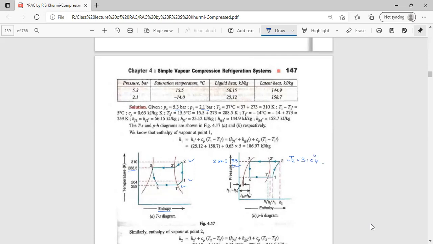Cp, the specific heat at constant pressure, is given as 6.03 kilojoule per kg itself. And T2 dash, which is the temperature of the refrigerant after it releases some of its sensible heat and reaches point 2 dash, is given as 15.5 degrees centigrade, that is 15.5 plus 273, 288.5 Kelvin itself.